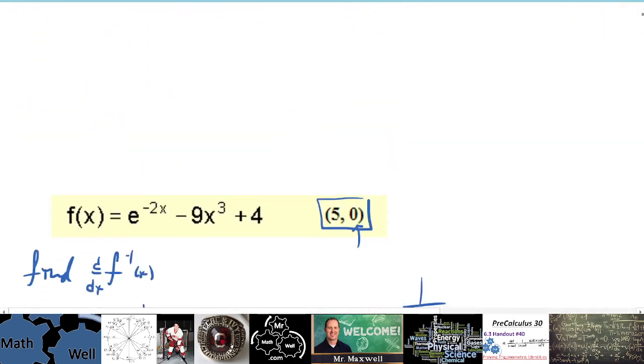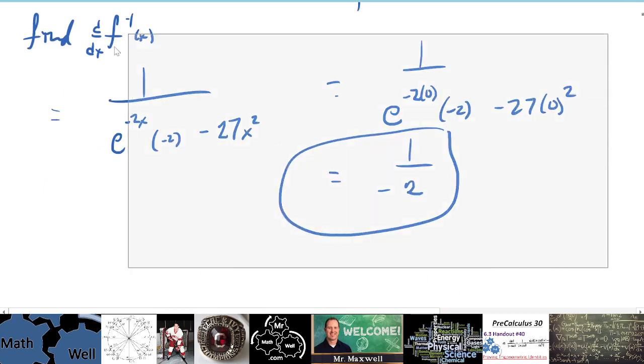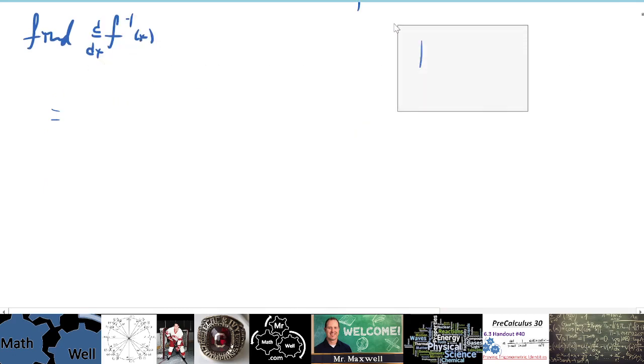Okay, let's do one more. Let's do one more together anyways. I'm going to erase this stuff because we're going to get some practice with the e.